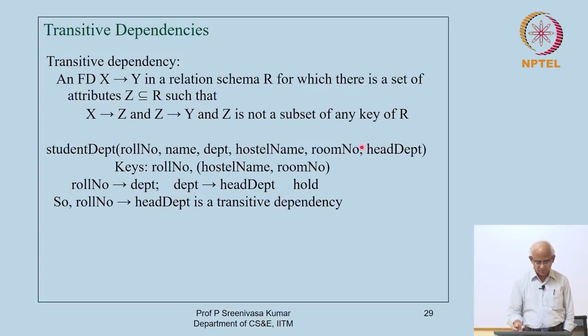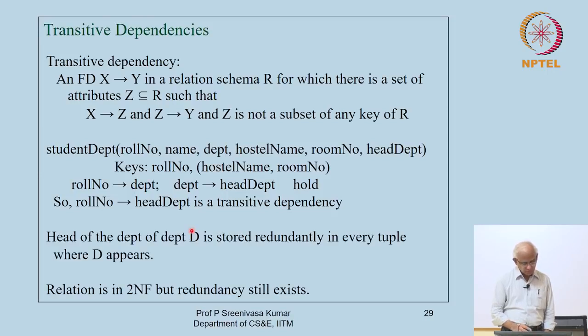and that redundancy can only be detected if we detect the presence of these transitive dependencies and then make a rule about them. So, redundancy still exists even though the relation is in second normal form.